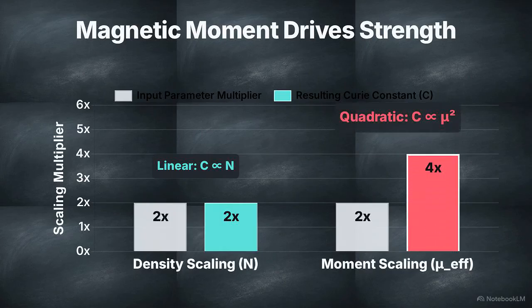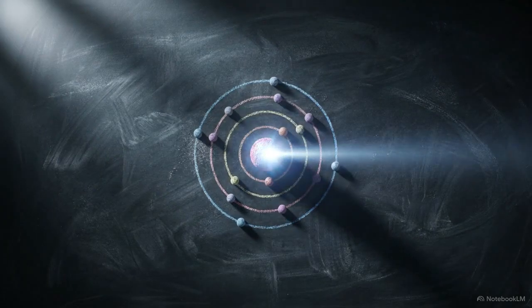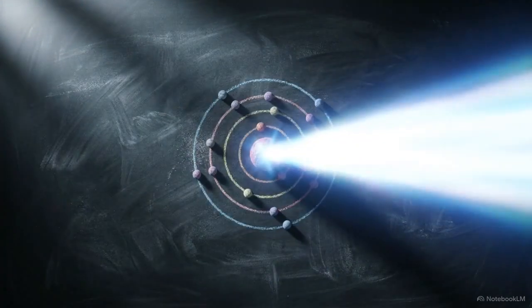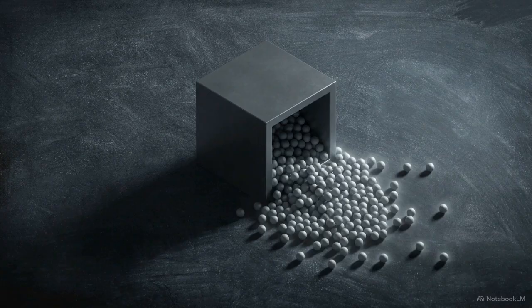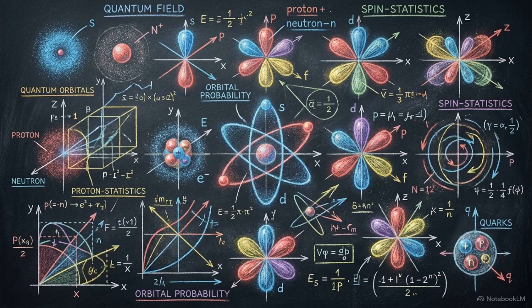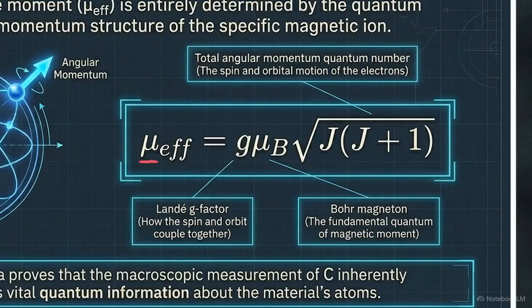Because moment strength scales quadratically, the intrinsic power of the individual atom dictates the macroscopic magnetic limits of the material far more aggressively than how many atoms you can pack into a box. The Curie constant is often introduced as a simple thermodynamic scaling factor. However, this classical view is incomplete, as it cannot explain the physical origin of the magnetic moment's strength. That quadratic variable, the effective magnetic moment driving the entire equation, is actually dictated by quantum mechanics.